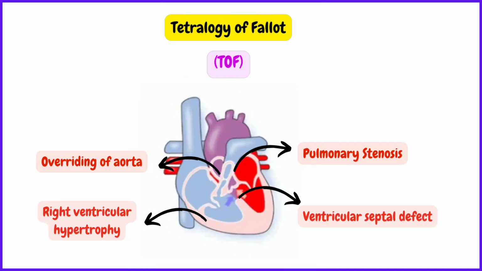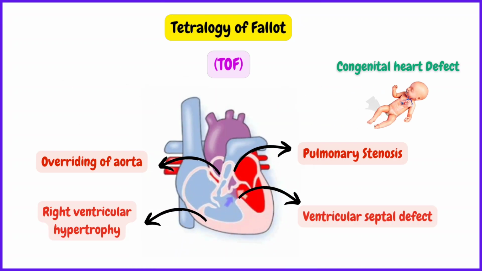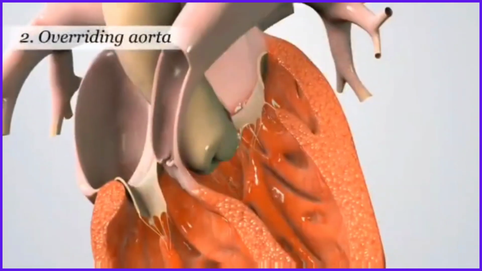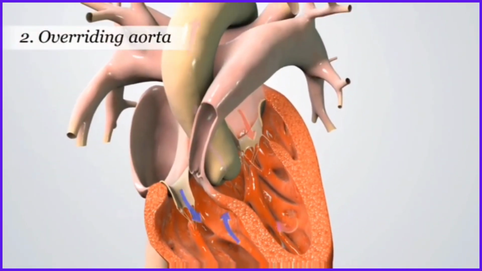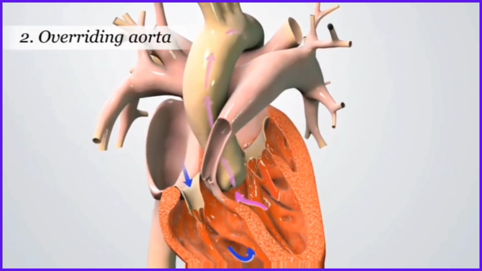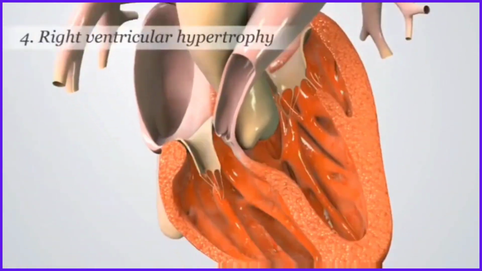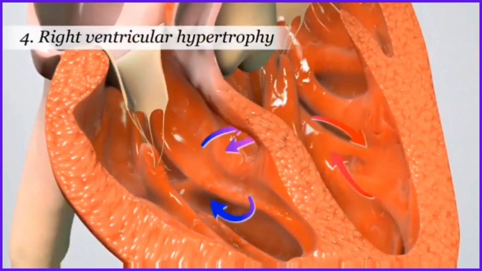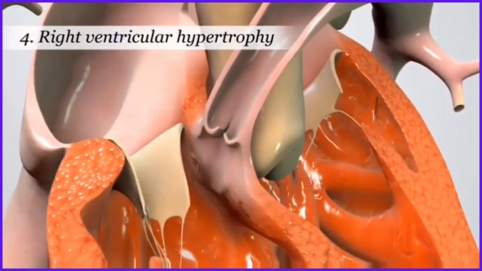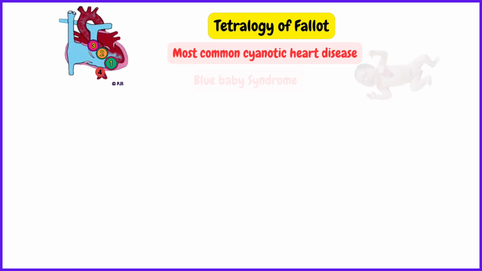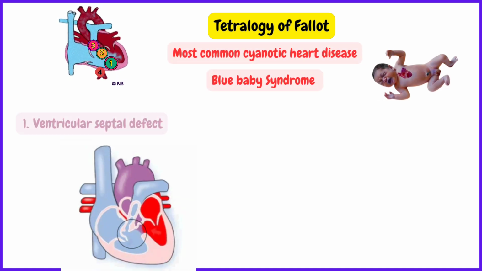Tetralogy of Fallot is a congenital heart disease which has 4 anatomical defects, which are: ventricular septal defect, overriding of aorta, pulmonary stenosis, right ventricular hypertrophy. It causes deoxygenated blood flow out of the heart and into the systemic circulation. It is the most common cyanotic heart disease and the most common cause of blue baby syndrome.